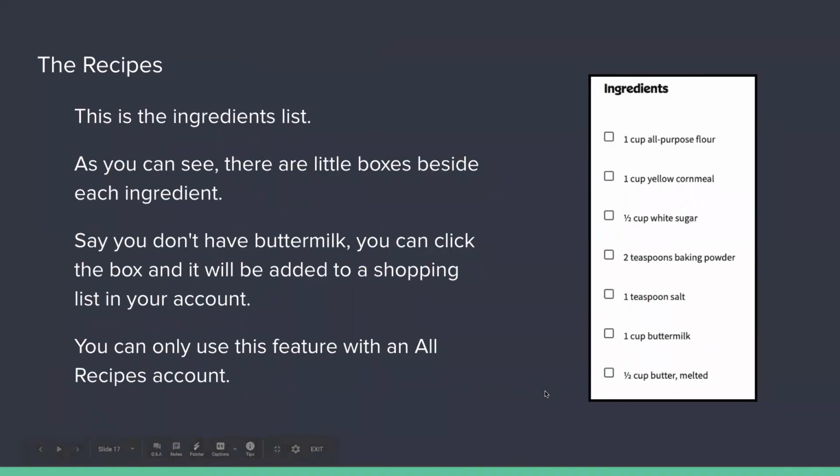This is the ingredients list. As you can see, there are little boxes beside each ingredient. Say you don't have buttermilk. You can click the box and it will be added to a shopping list in your account. You can only use this feature with an All Recipes account.